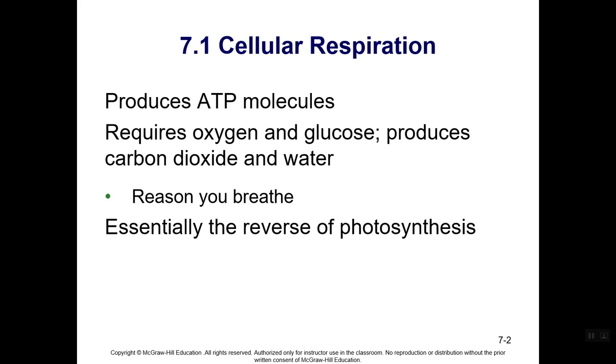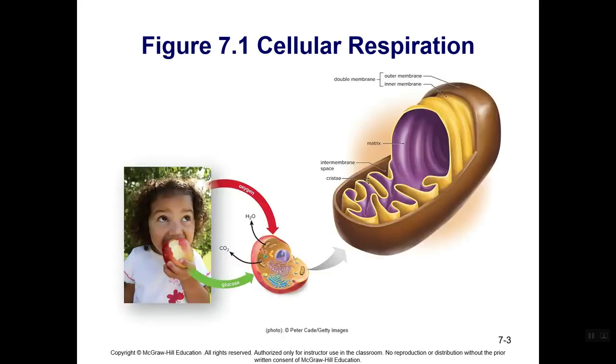We need to have oxygen, and thus we breathe in that oxygen every time we take a breath, and we breathe out carbon dioxide. So this is the reason for that gas exchange, to fuel this process of cellular respiration. And essentially, cellular respiration is the opposite of photosynthesis. And so because they're opposites, we are able to utilize the products of photosynthesis as the reactants of cellular respiration and vice versa.